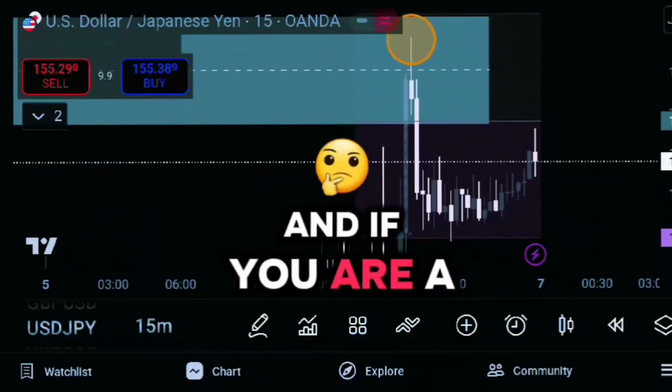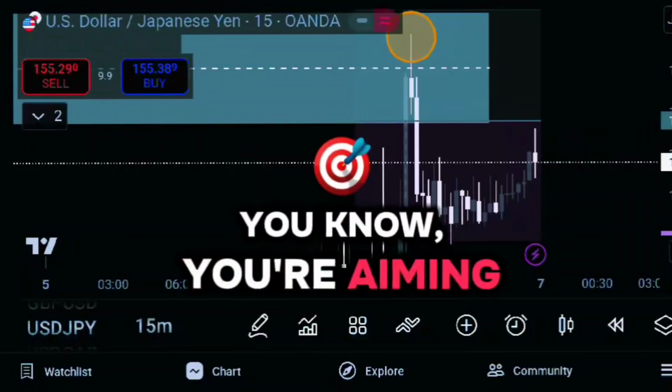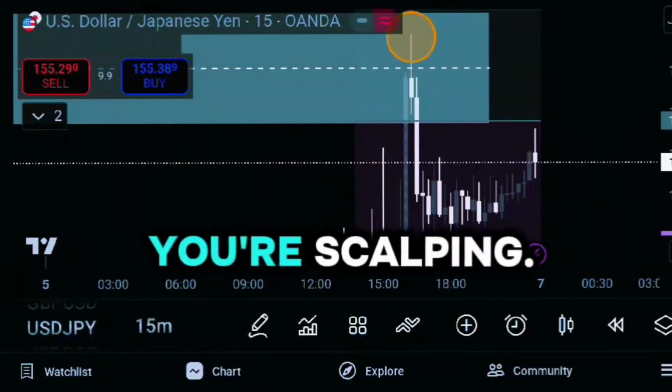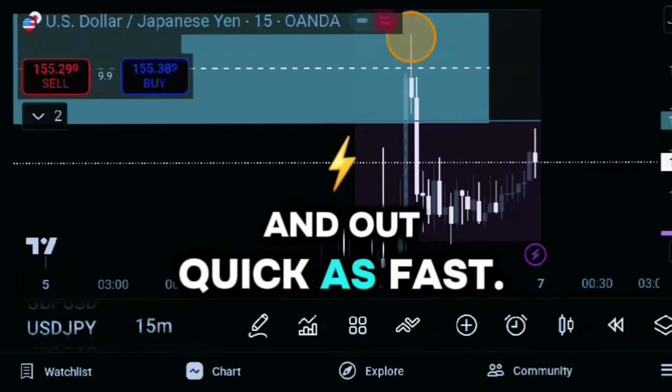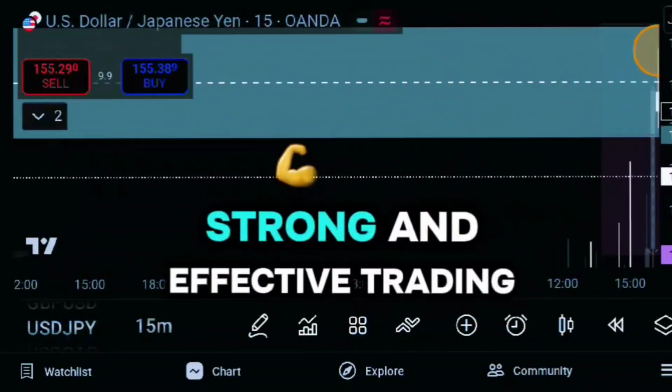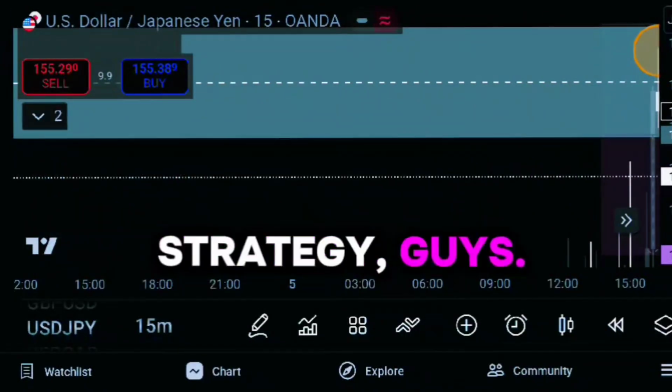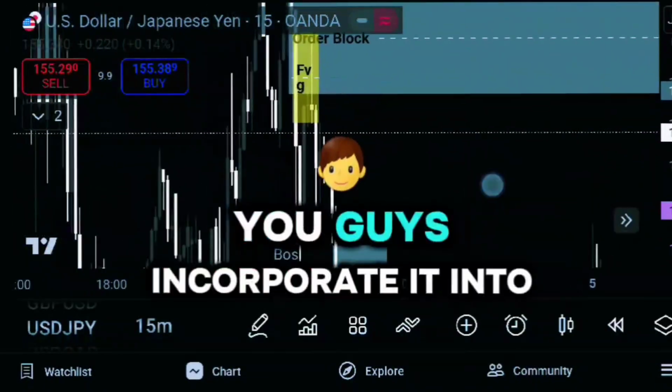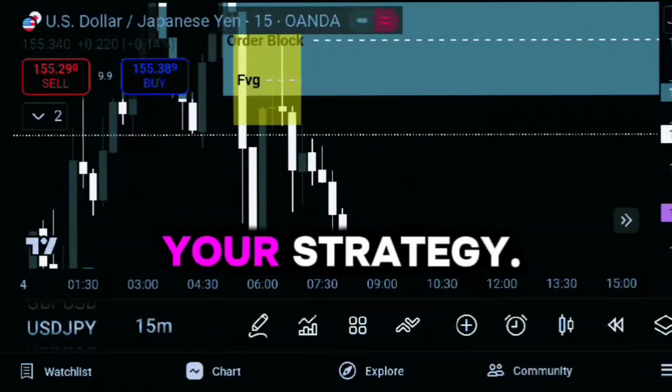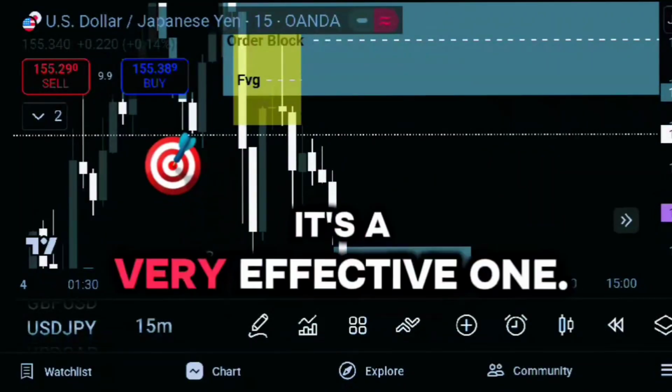And if you are a beginner trader, you know you're aiming for that 1 to 1, that 1 to 2, you're scalping, you want to be in and out as fast as possible. This is a very strong and effective trading strategy, guys. So make sure you incorporate it into your strategy. If you're looking for a strategy, it's a very effective one.